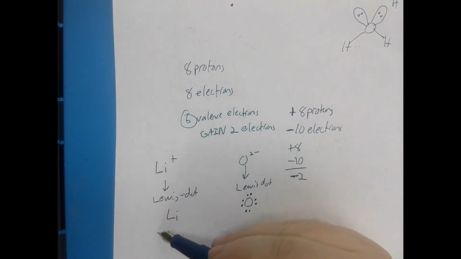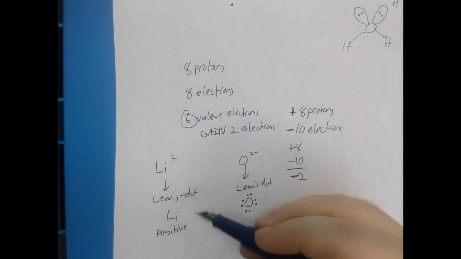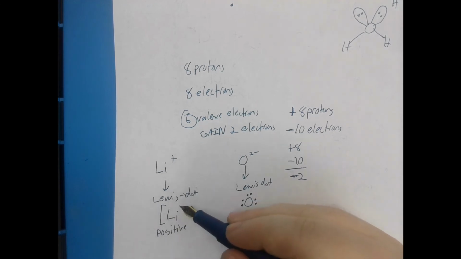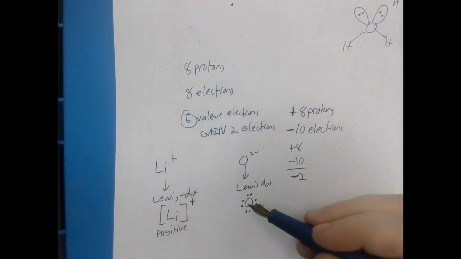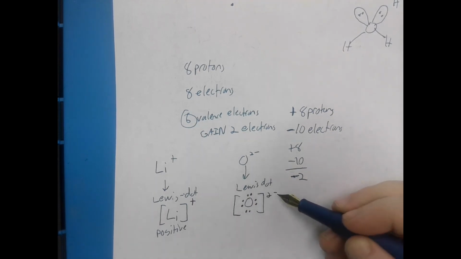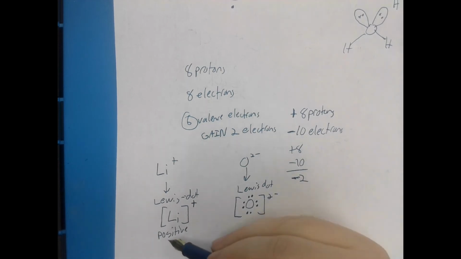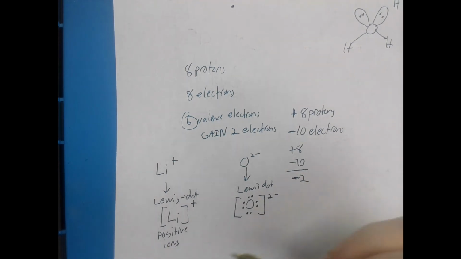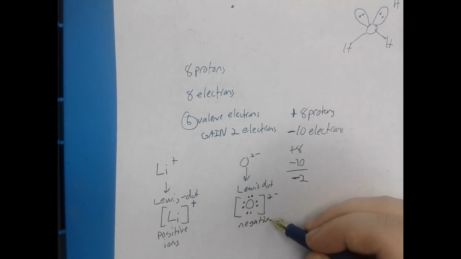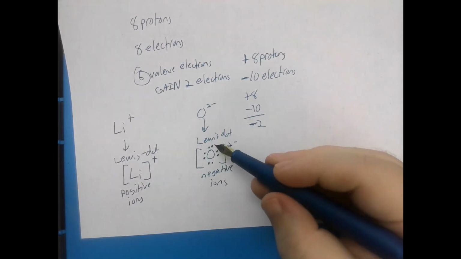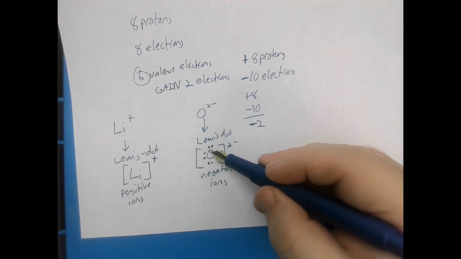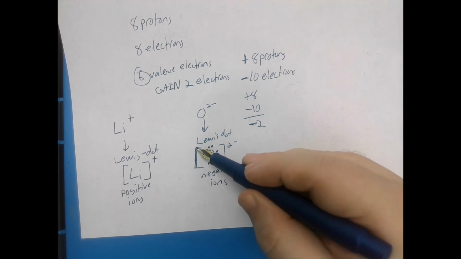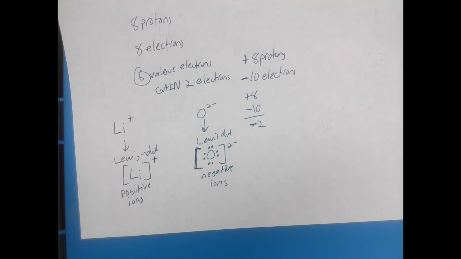You see that positive ions, and technically, I forgot this, you need to put it in brackets and put the charge on it. So positive ions are going to look like this, and negative ions are going to look like this. So the Lewis dot notation for ions is you put the Lewis dot for it and put brackets with a charge outside of it.